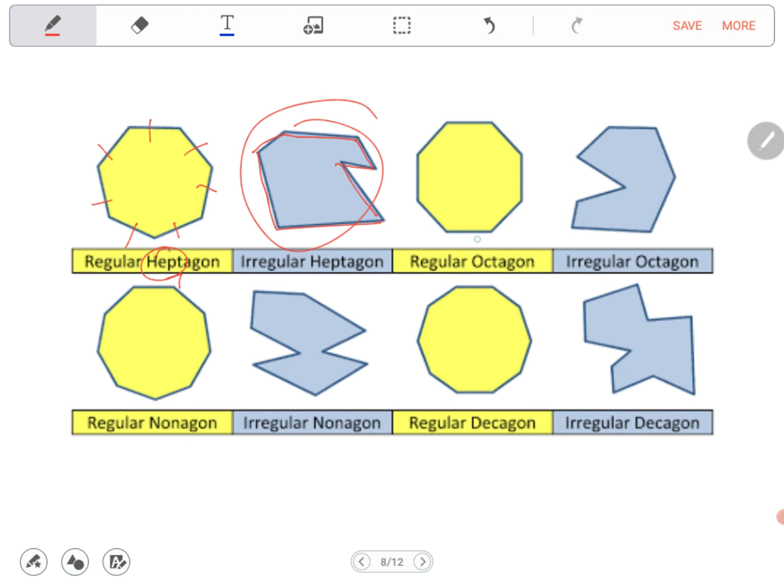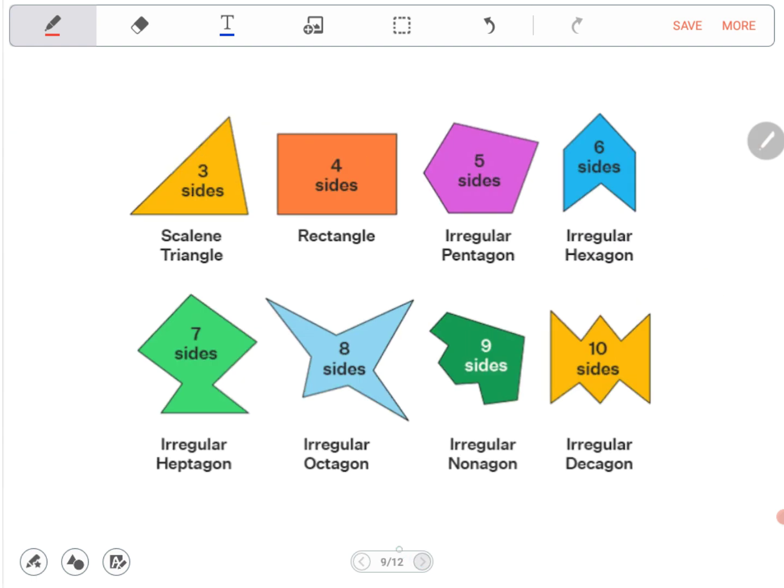With a regular octagon, the octagon has 8 sides that are equal, and the irregular one will also have 8 sides, but they will not be equal. The rest goes on for the regular nonagon and regular decagon. You can check them for yourself, so at this point you can pause the video and check.